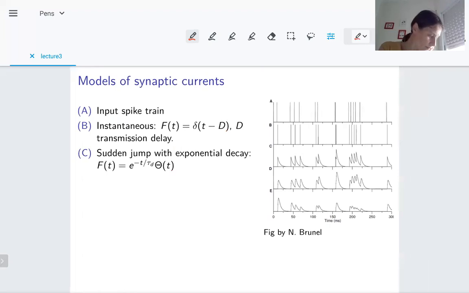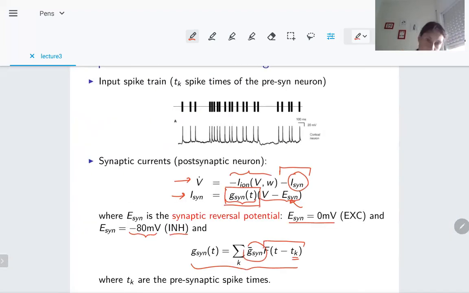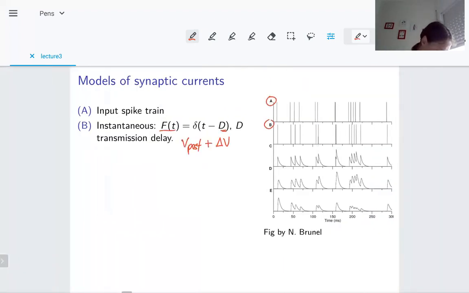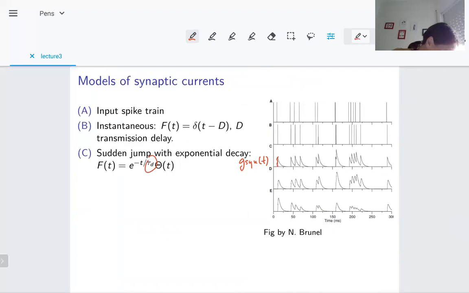Another option is to model it as the synaptic conductance raising by a certain amount with a sudden jump, and then there is an exponential decay. The synaptic conductance decays with a certain rate given by this time constant tau decay. So if we model f of t like this, then this function g syn of t that I showed you here, I'm going to answer the question about the delay after this. Let me first say that this function g syn of t, using this type of modeling, is going to look like this.